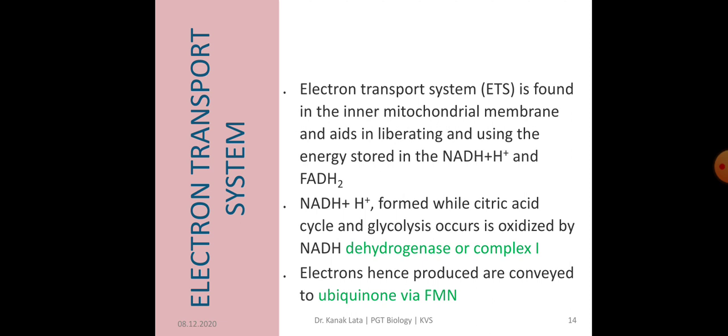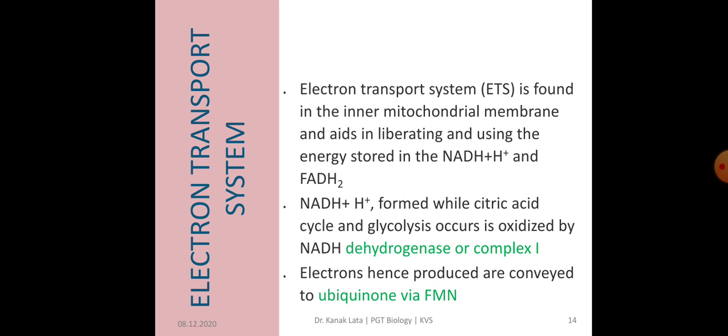Now, the last topic of today's session is about electron transport system. Electron transport system is the metabolic pathway through which the electrons pass from one carrier to another, and it is formed in the inner mitochondrial membrane and aids in liberating and using the energy stored in the NADH plus H plus and FADH2. Electron transport system is a stepwise process.